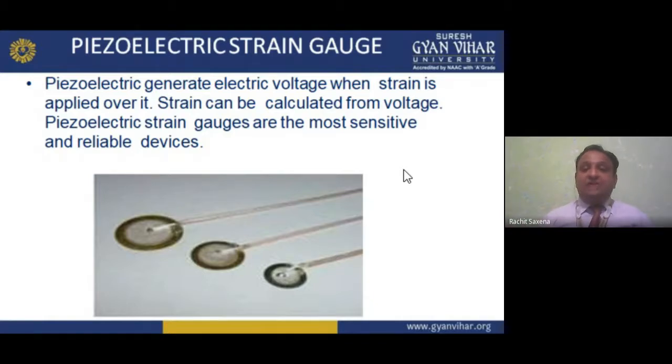Piezoelectric strain gauges are the most sensitive and reliable devices. Sensitive means if I change some input, it gives you the output related to the input. So what I want to say here is that piezoelectric crystals are available.